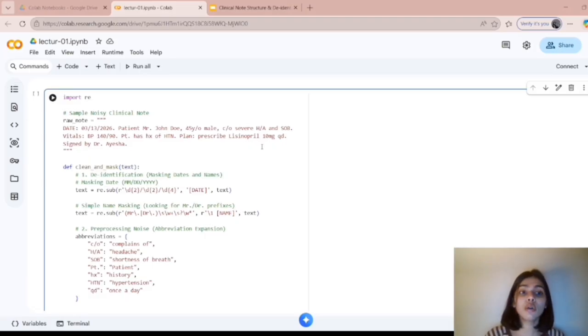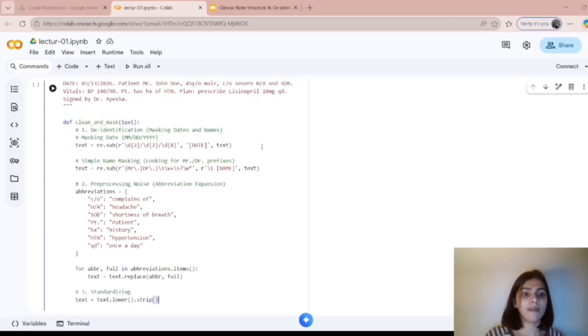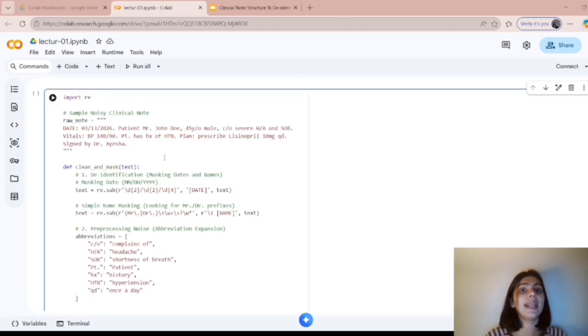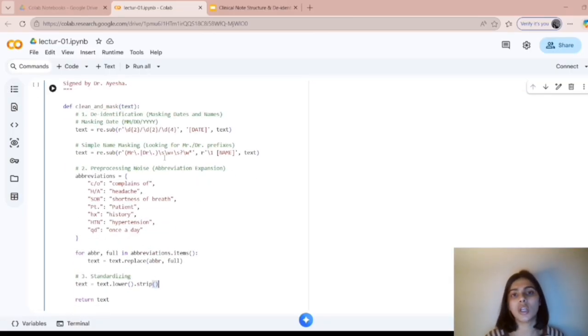Just practice it on your own, do the code, practice it. You can change everything here. You could change the abbreviations, the dates, anything. You can take any kind of raw data and practice on it. In that way, you'll know how de-identification, pre-processing, and standardization are done.